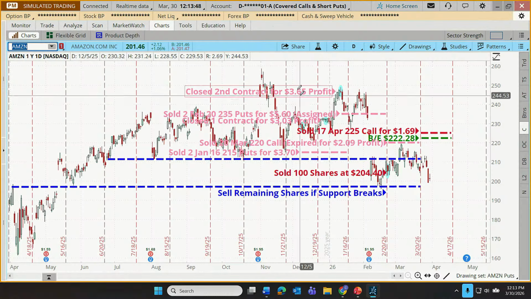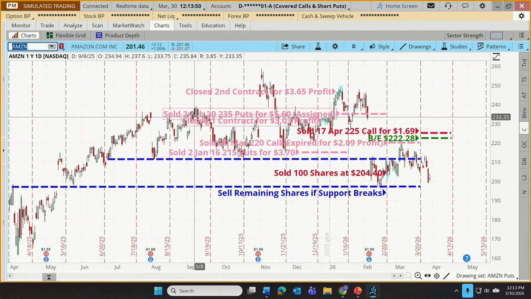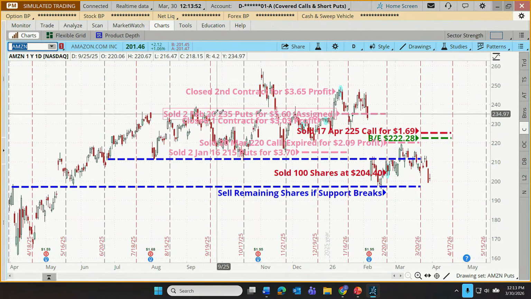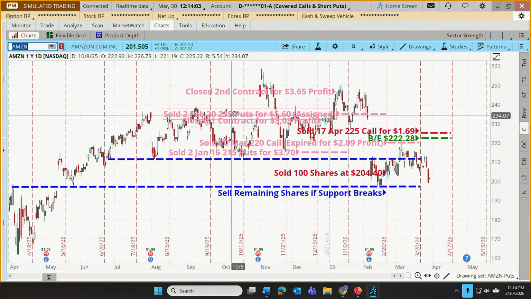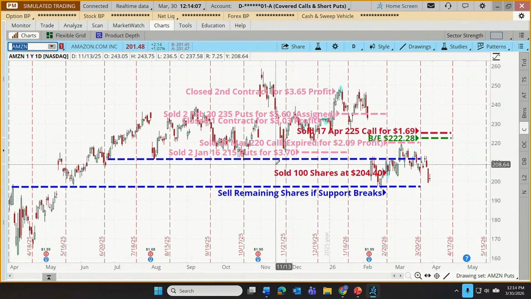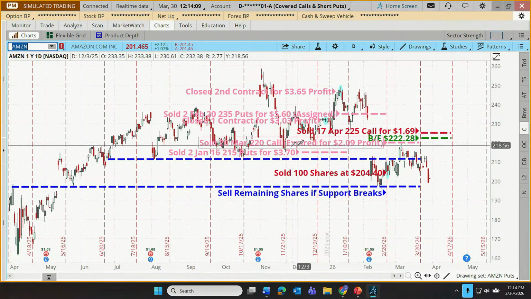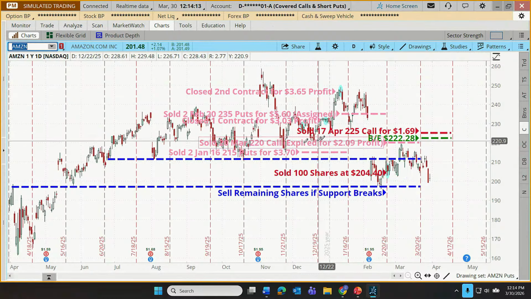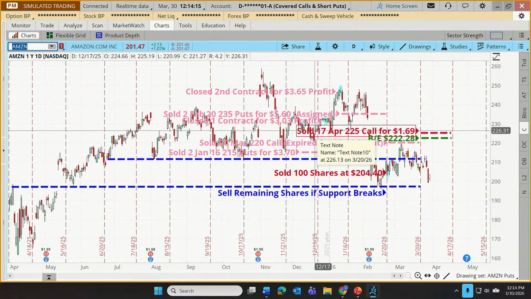We closed the other one out for a $365 profit. And then we sold some more puts, collected $5.60 per share. Those were assigned, so it left us with a realized gain on the puts of about $1,120. But we did purchase the shares for $235. And then since then, we sold a call, and that expired for a $209 profit. That was for the March expiration.